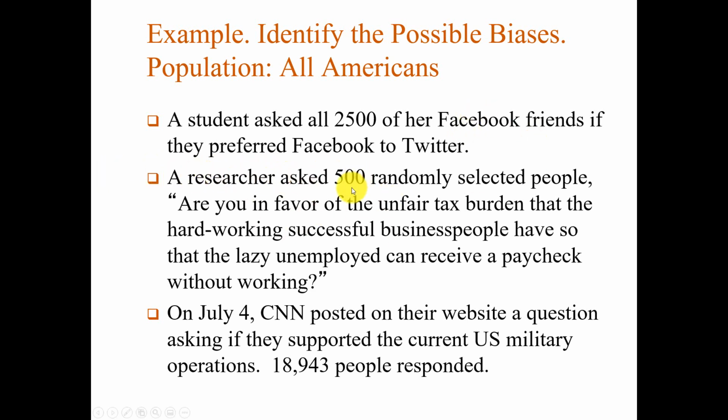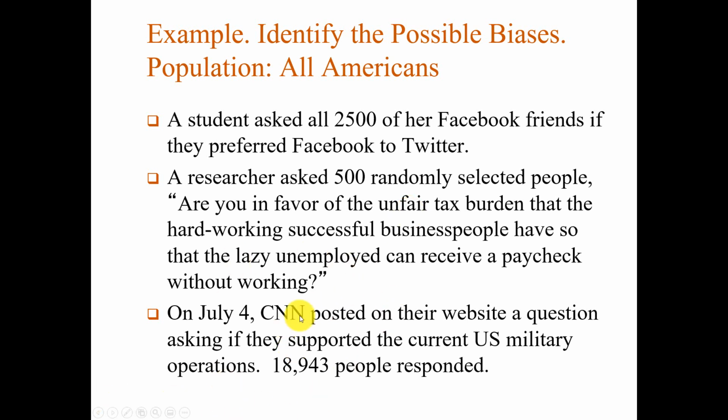A researcher asked 500 randomly selected people, are you in favor of the unfair tax burden that the hardworking, successful business people have so that the lazy unemployed can receive a paycheck without working? That's a very strongly worded question, so that would be an example of measurement bias. Definitely don't go that biased on the question if you want to do an independent survey study.